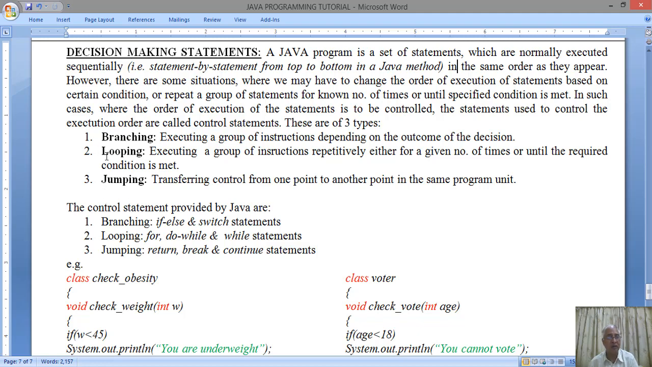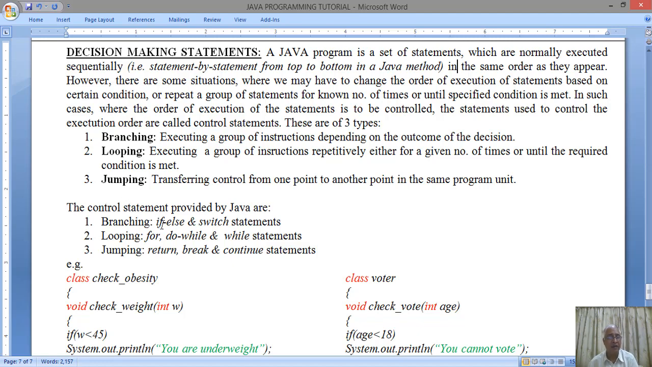Sequentially, I will explain each of the commands included in these control statements. In branching we have two commands, if-else and switch. In looping we have three commands: for, do while and while. And in jumping we have again three commands: return, break and continue. These we will discuss later on. Today I am going to discuss if-else, and I will discuss switch in the next session.